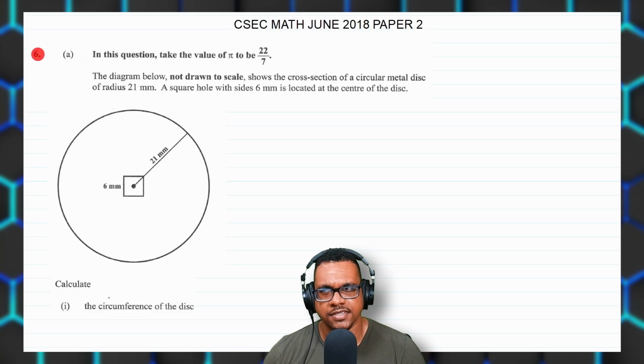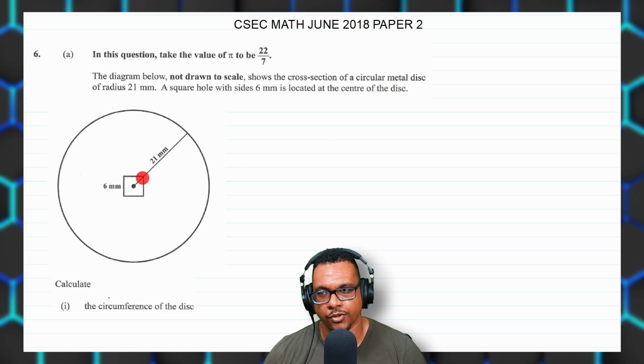So here we have question 6, part A. And in this question, I'm going to take the value of pi to be 22/7. Now, the question says that the diagram below, not drawn to scale, shows the cross-section of a circular metal disc of radius 21 millimeters. A square hole with side 6 millimeters is located at the center of the disc. So this is a square hole here.